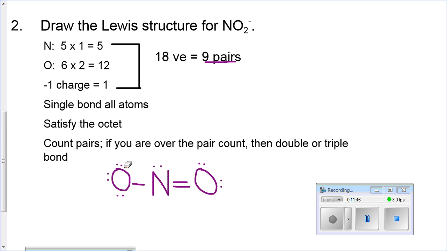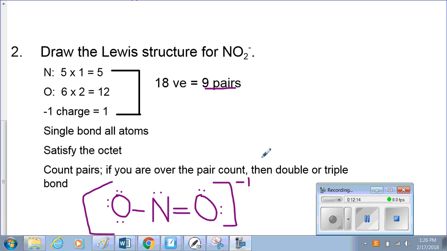So I have 1, 2, 3, 4, 5, 6, 7, 8, 9. And that's how many pairs I needed. I needed 9 pairs. So this is correct. The only other thing that I need to do is, because it's an ion, it's got a negative charge. I need to put it in brackets to signify that it's an ion, and I need to put the charge on the outside of that. So let me do that.